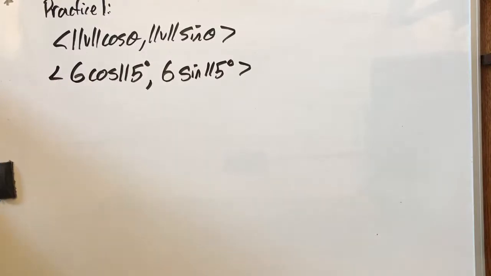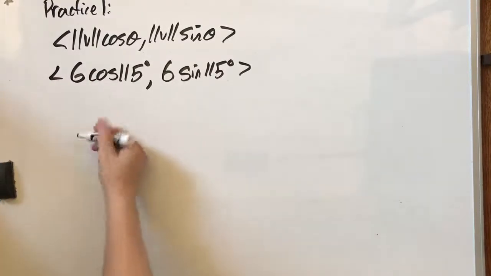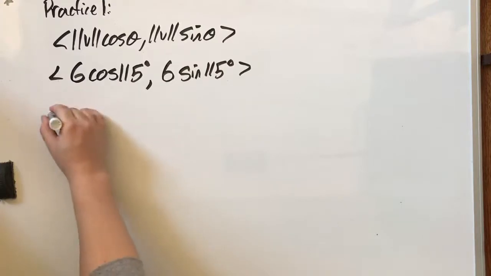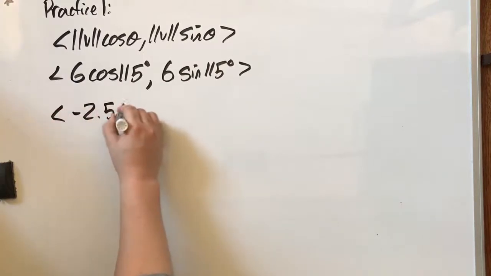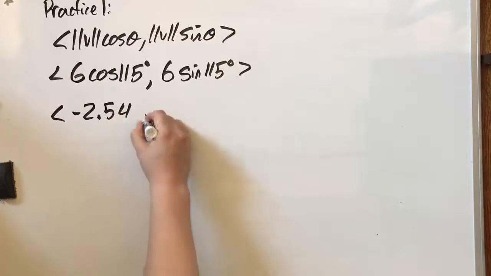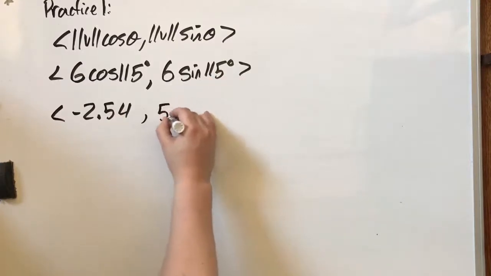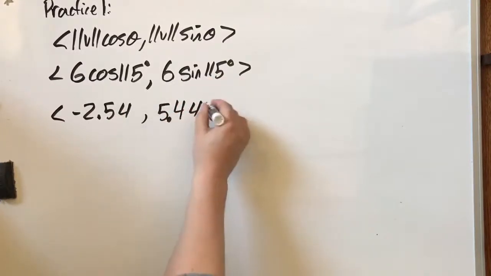And I'm technically done, but let's use our calculator in degree mode and let's actually figure out what is 6 cosine 115. So I've done that already. I got negative 2.54, and 6 sine 115, I got 5.44.